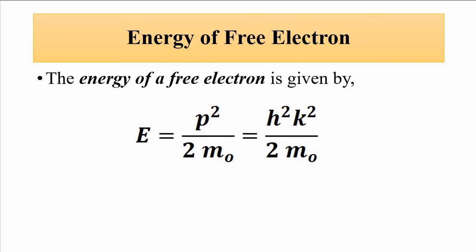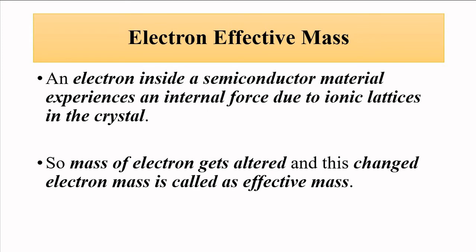So here the electron effective mass is that when an electron is inside a semiconductor material, it experiences internal forces due to the ionic lattices in the crystal. For that reason, the mass of the electron gets a little bit altered, it gets changed, and that changed mass is called the electron effective mass.